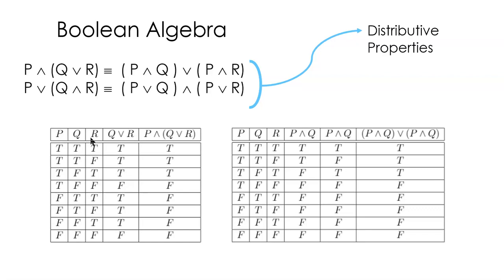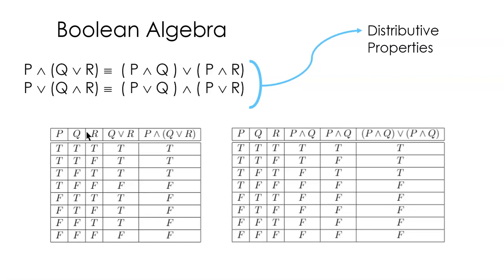What I do is the last column will alternate true, false, true, false, true, false. The Q is going to be true, true, false, false, 2 at a time, and then the P will be 4 at a time. And if I had another variable, then I would have 8 at a time to make it bigger. So here is the left side of my equivalence.